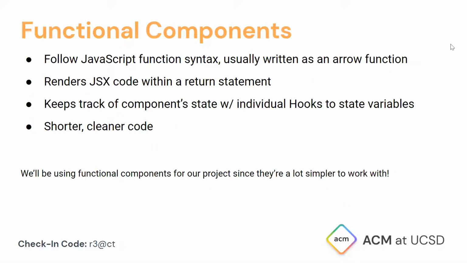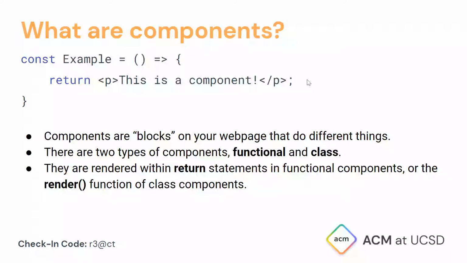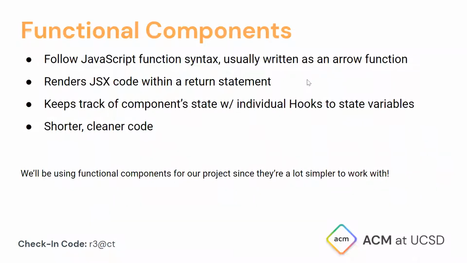Okay, so functional components, as I mentioned, follow the JavaScript syntax as you saw over here, and they're written as an arrow function, and they render as JSX code, which is basically React. That's a combination of JavaScript and HTML. And it keeps track of the component state with the individual hooks. Hooks you can essentially just think of as getting the state for React. You don't have to worry too much about it though. But essentially the components make it shorter and much cleaner code.